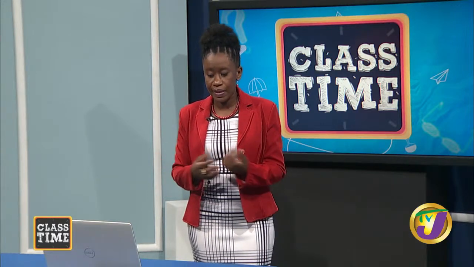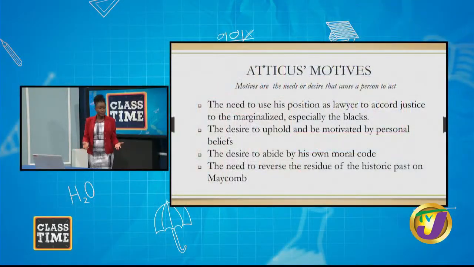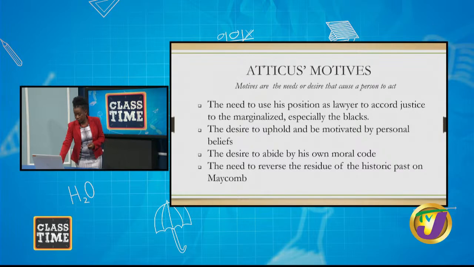He believes in respect. He believes in the need to reverse the residue of the historic past. Atticus realized that they had been licked 100 years before. That's what he said. But it doesn't mean that people cannot try to be better. And so he tries to be better, and he tries to allow his children to be better.